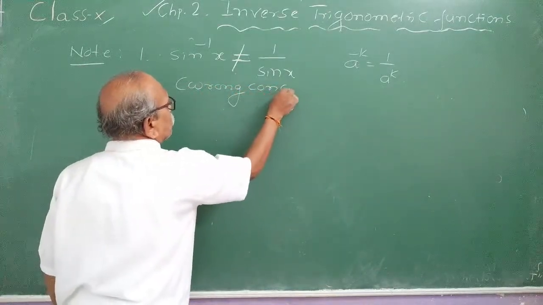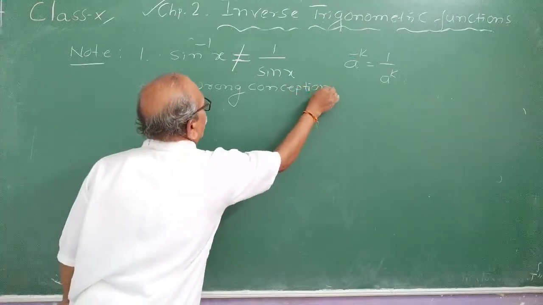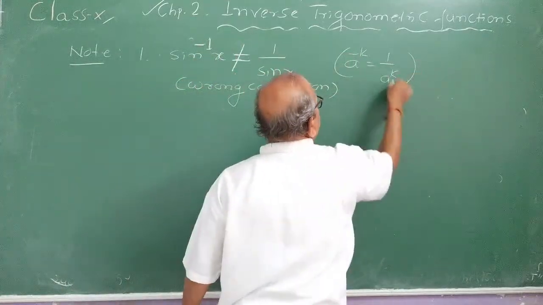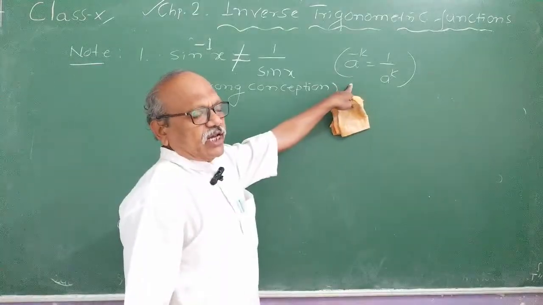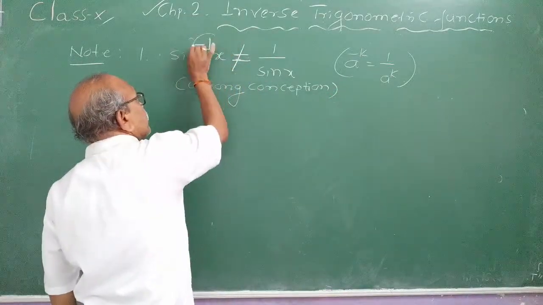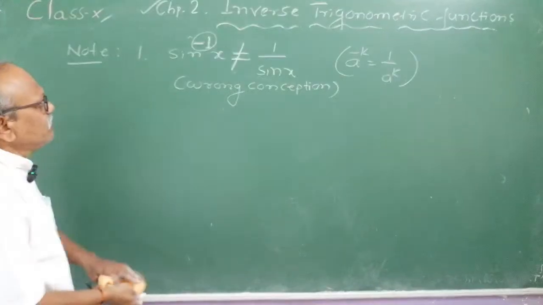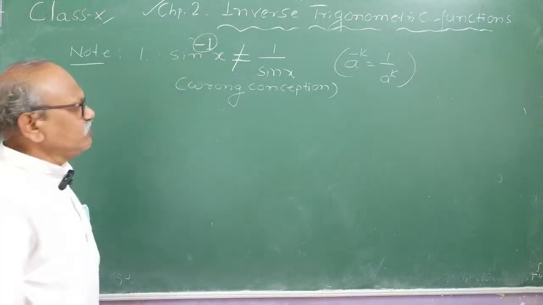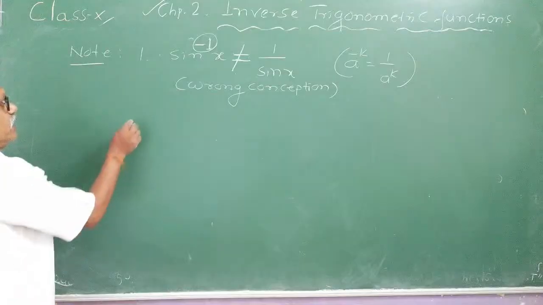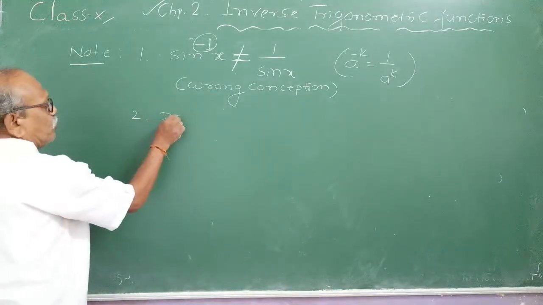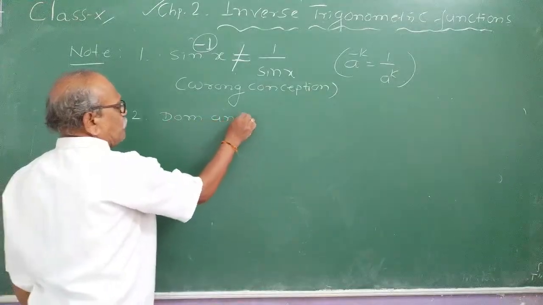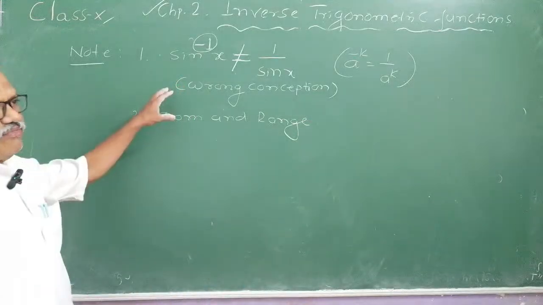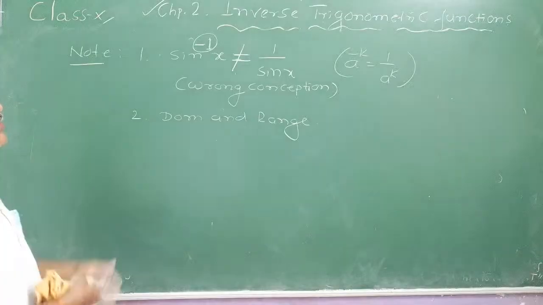Don't misunderstand, this is not raised to minus 1 like in arithmetic, where a raised to minus k is equal to 1 upon a raised to k. Even many students argued with me. This minus 1 only represents the inverse. It has no other meaning. Remember that, and clearly remember domain and codomain, domain and range. I hope by this time you understand the three things: sine inverse, cos inverse, tan inverse we defined.